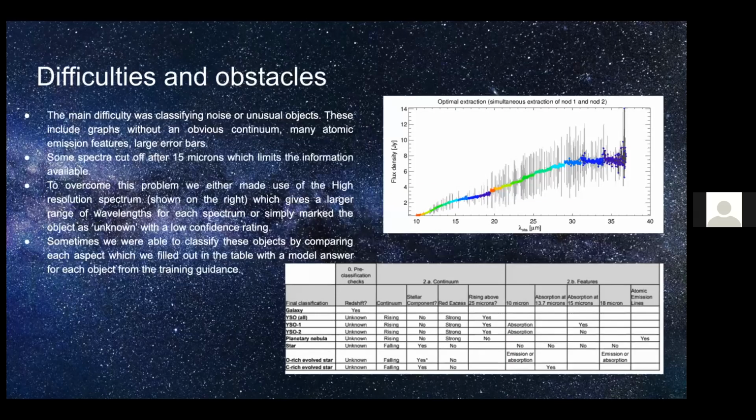We encountered some difficulties. For example, limited information due to an early cutoff at 15 microns, or many atomic emissions. To overcome these problems, we used a high-resolution spectrum shown in the top right of this slide, which gave us a larger range of wavelengths. We judged the difficulty with a confidence rating. Sometimes we instead compared our spectrum with a model answer to help us identify the celestial object.